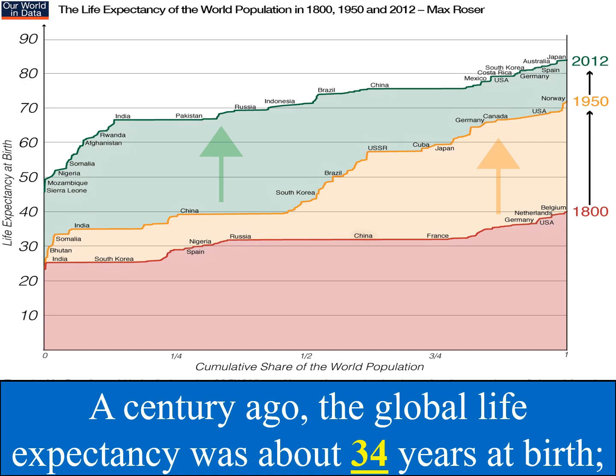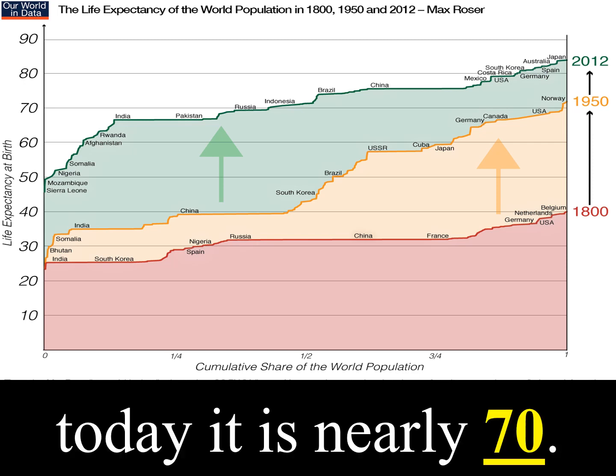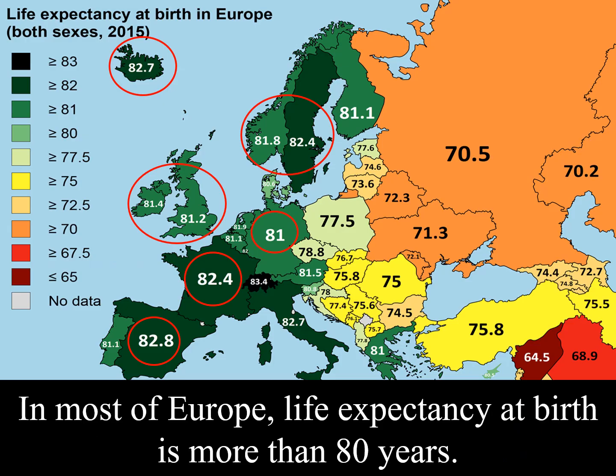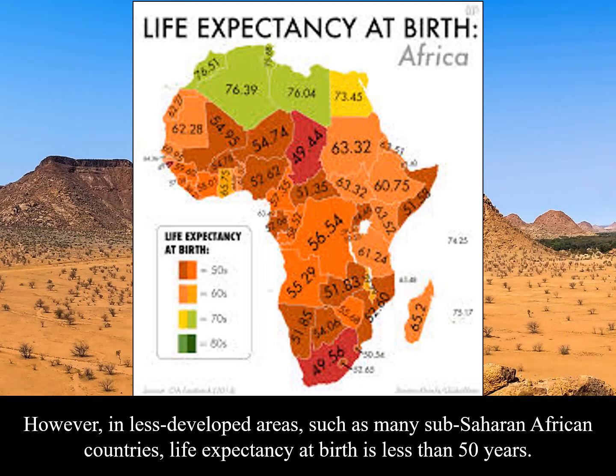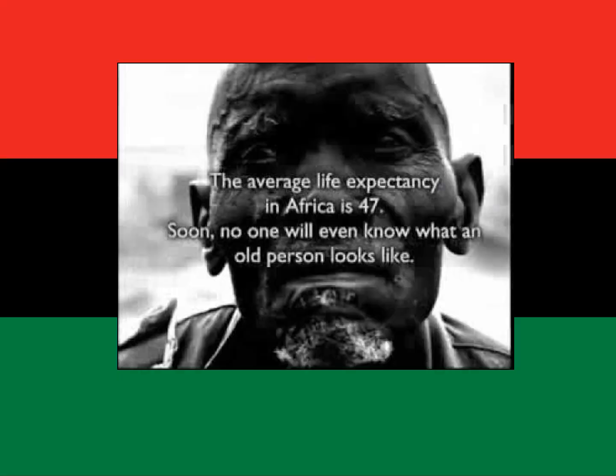A century ago, the global life expectancy was about 34 years at birth. Today, the global life expectancy is nearly 70. In most of Europe, life expectancy at birth is more than 80 years. However, in less developed areas, such as many sub-Saharan African countries, life expectancy at birth is less than 50 years. The average life expectancy in Africa is 47. So an African is bound to live almost just half the life of a Western European.